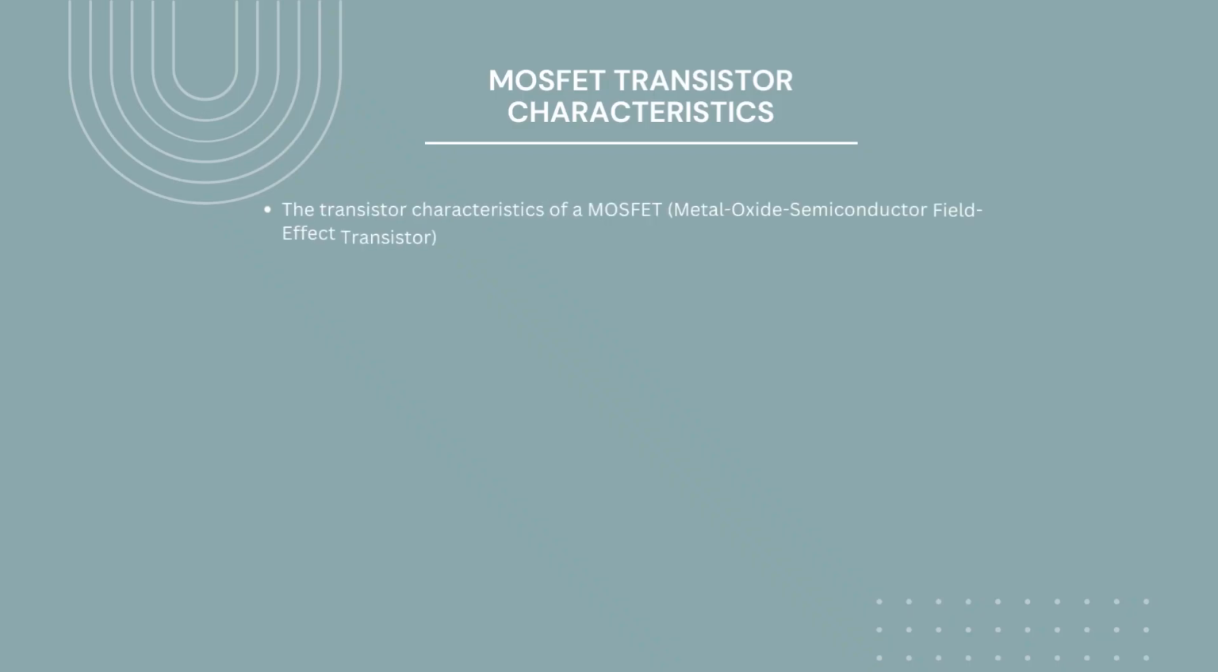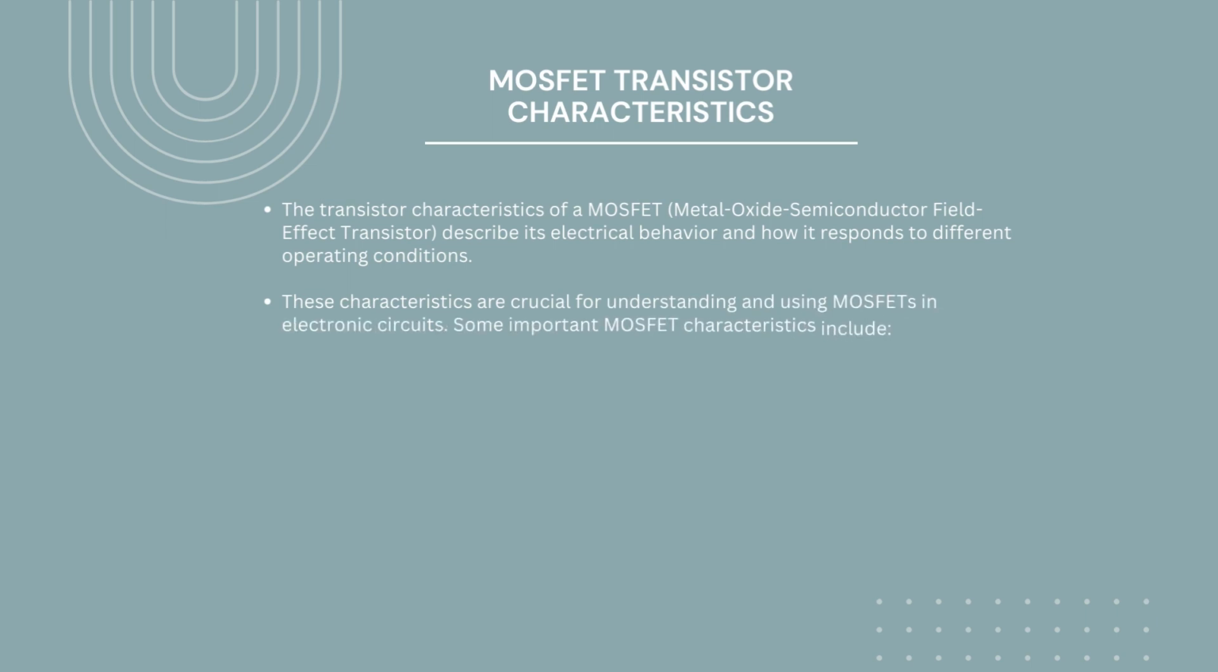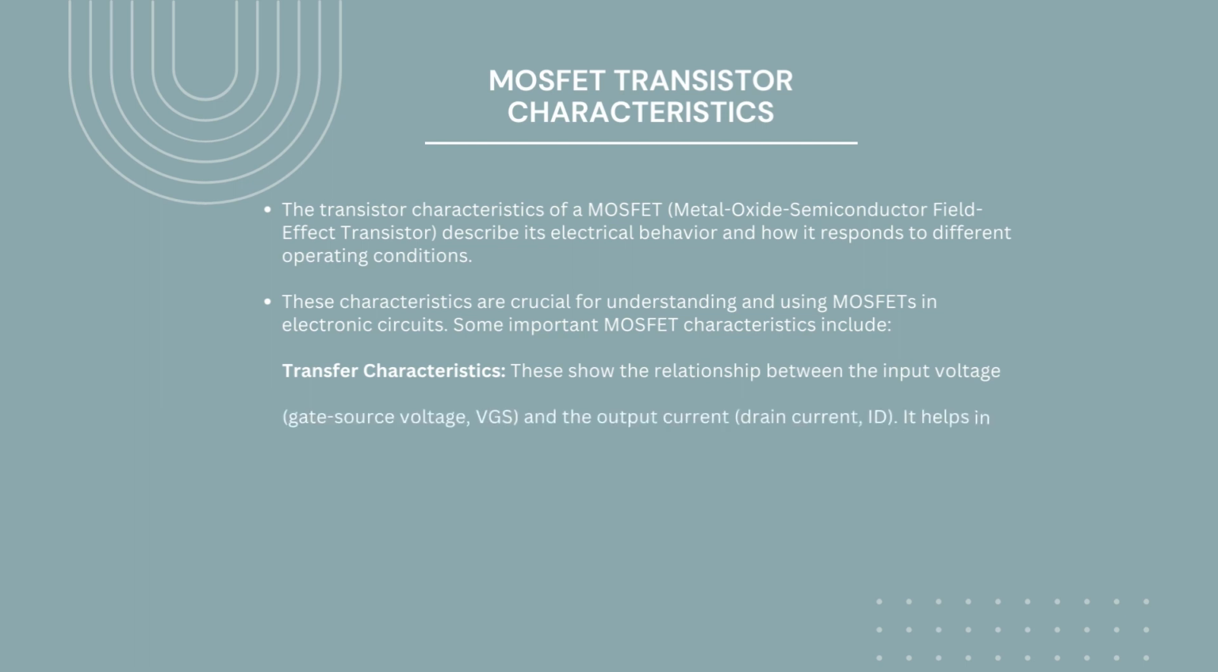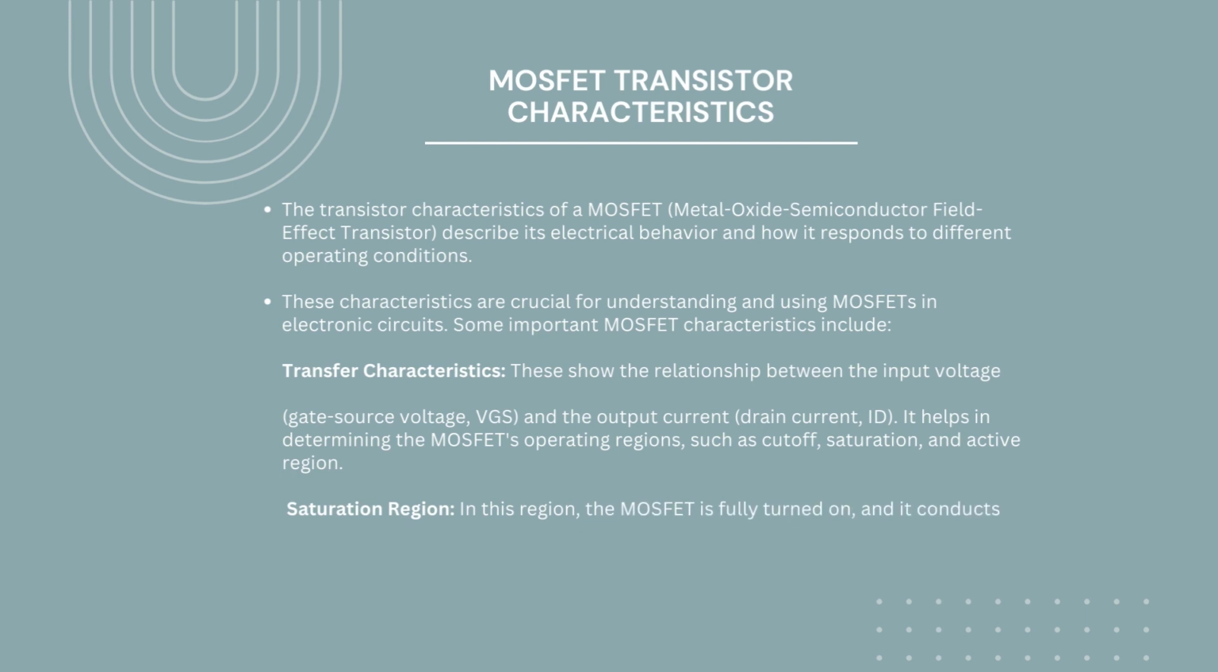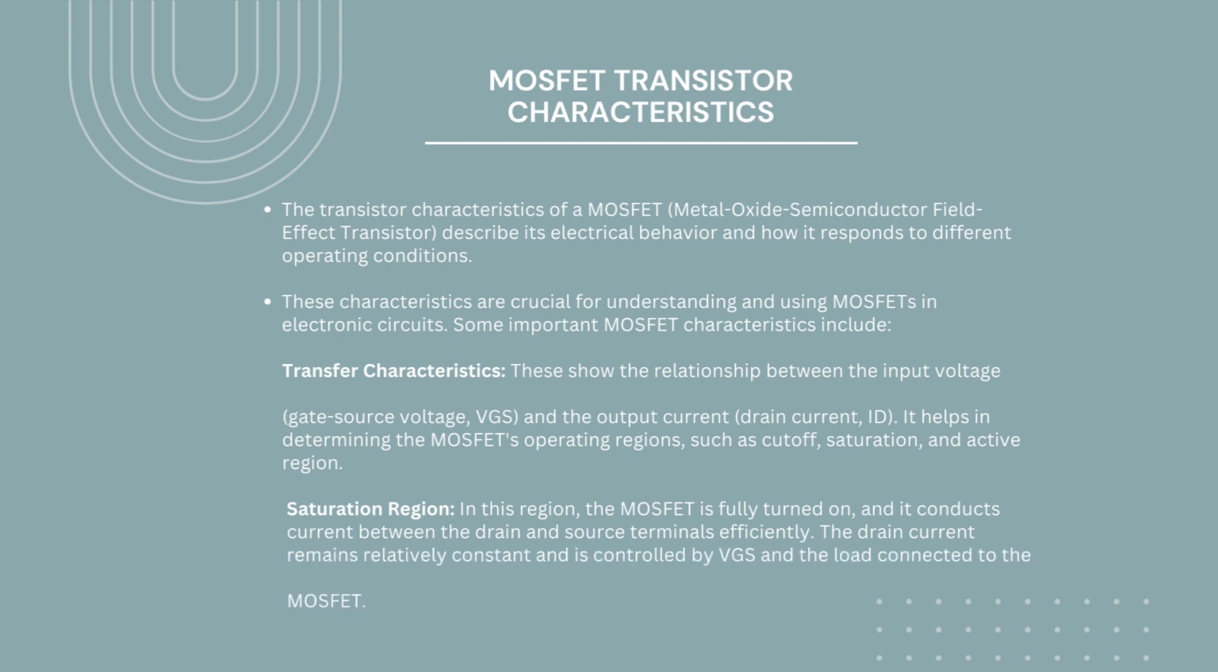So, let us discuss the MOSFET characteristics. The transistor characteristics of a MOSFET, that is metal oxide semiconductor field effect transistor, describe its electrical behavior, how it responds to different operating conditions. These characteristics are crucial for understanding and using a MOSFET in electronic circuits. Some important MOSFET characteristics include the transfer characteristics.